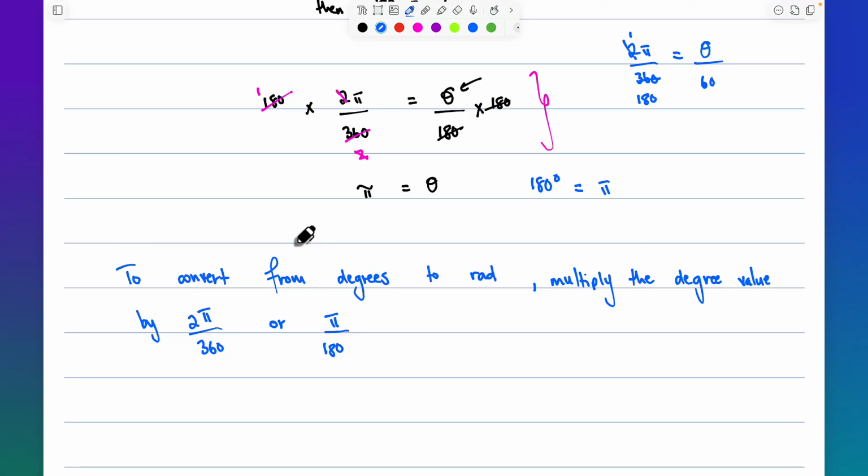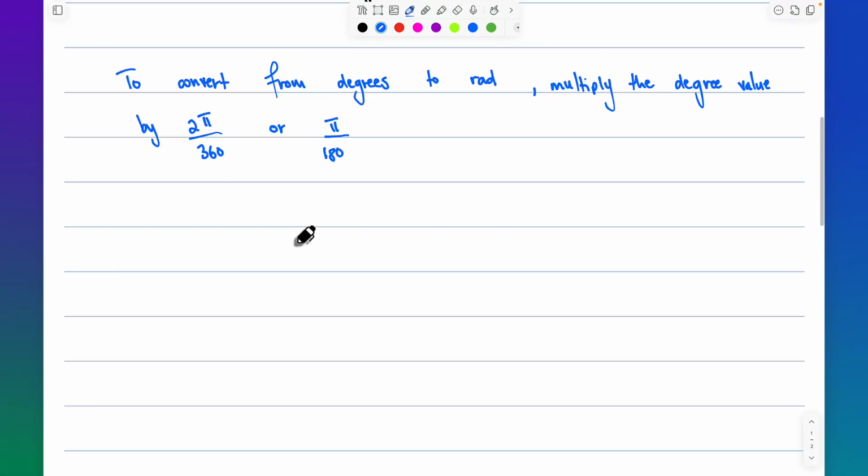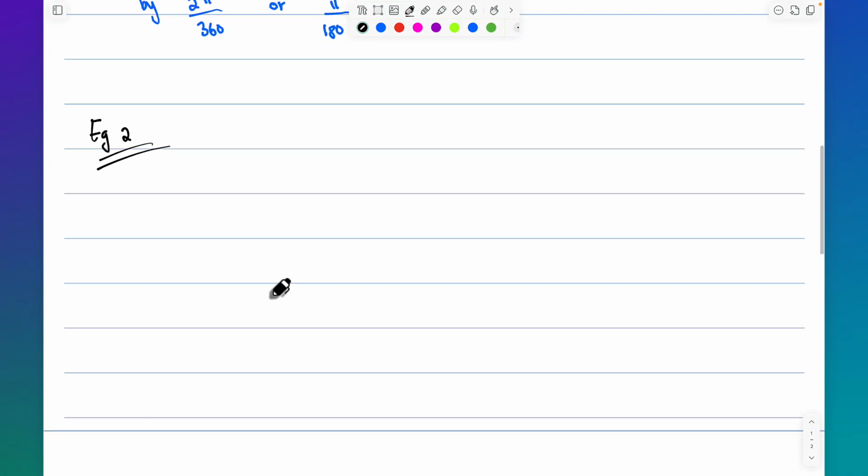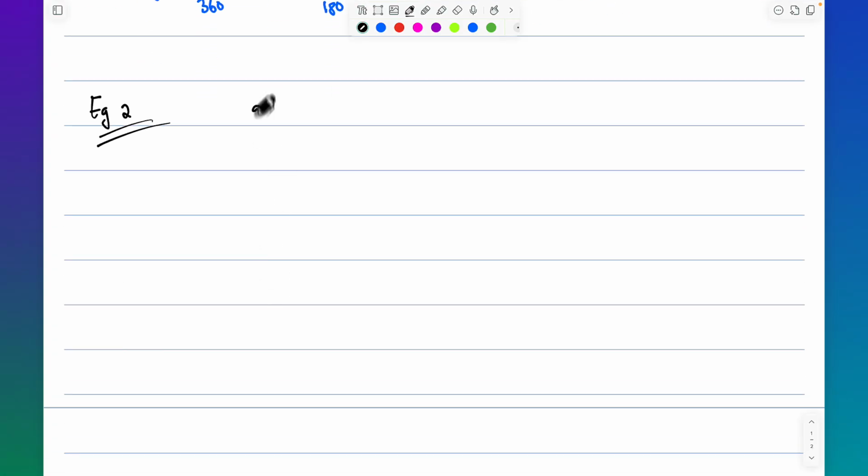And we'll look at radians to degrees in the next video. Right, so let's look at a couple more examples so that it makes a little bit more sense. Example 2. What if I gave you 90 degrees to radians? So now we're going to use the new conversion that we've just talked about. We know that 180 degrees is equal to pi.